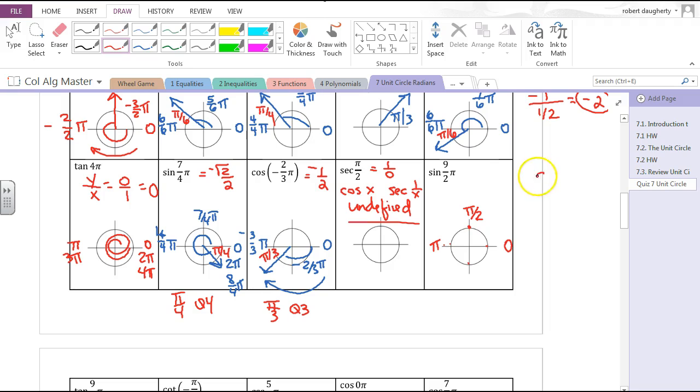Another way of looking at it is 9/2 is 4 1/2. So 4 1/2 pi. Every 2 pi is a revolution, so that's 2 pi, 2 pi, and 1/2 pi. So that's 2 revolutions and then a further 1/2 pi. That angle ends up here, at pi over 2 on your unit circle. Sine is the y value. This is going to be 1.